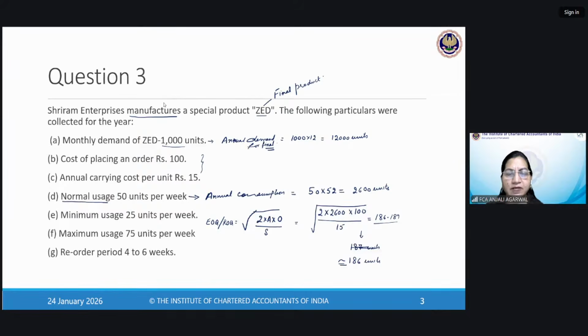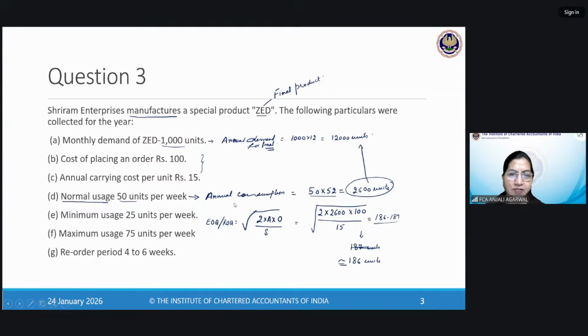Yes, we need to take here 2600 units because we are manufacturing Z using some raw material, and that raw material is consumed at 50 units every week. And as there are 52 weeks in a year, the consumption of raw material is 2600 units to manufacture these 12,000 units of finished product.